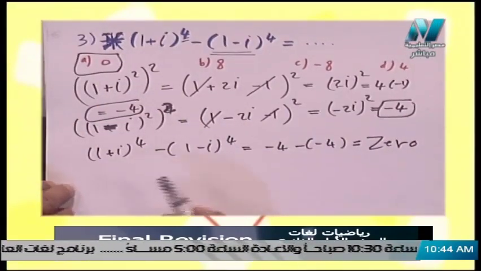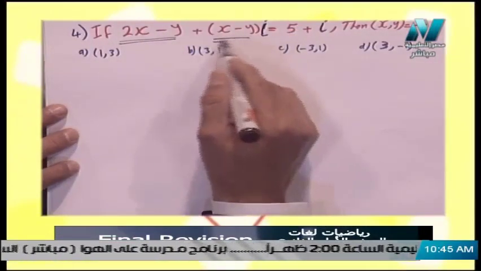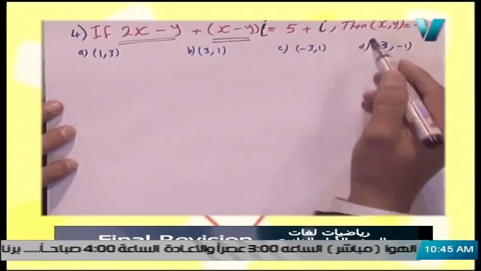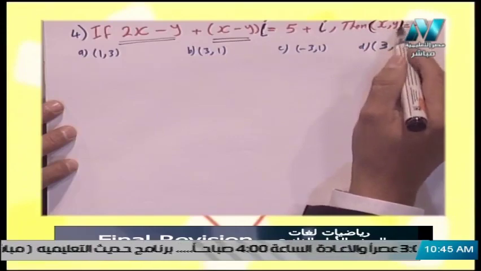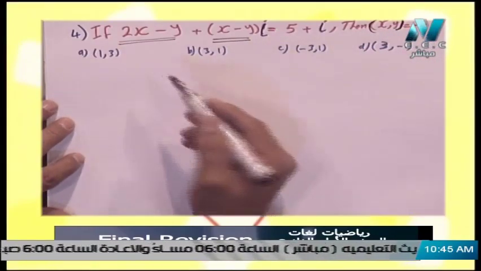Okay, we have also another question related to complex numbers and imaginary numbers. We have here (2x minus y) plus (x minus y)i equals 5 plus i. Then what are x and y? We would like to find out x and y.